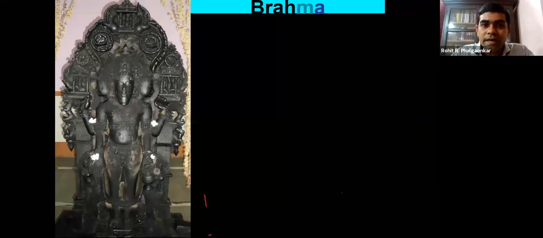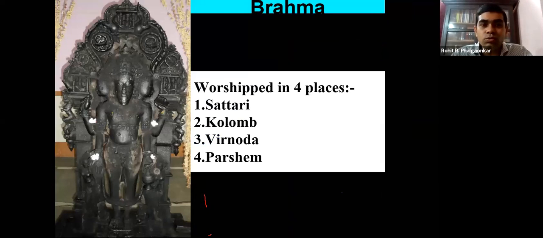I would like to again draw your attention to the Brahma sculpture. It is a myth which is propagated that in very few places in India, the Brahma or the creator is worshipped. But in Goa, you have 4 places, 4 villages where Brahma is worshipped. And the most beautiful and colossal sculpture of Brahma is worshipped in the village of Sattari. You can see it on the screen. The village is called Brahma Karmali today.